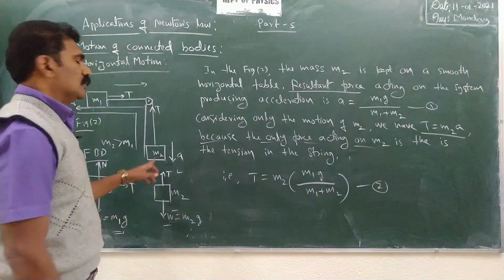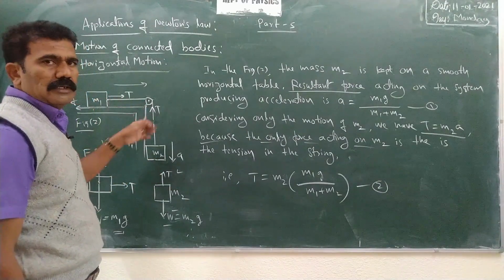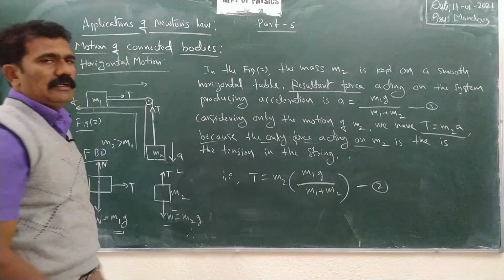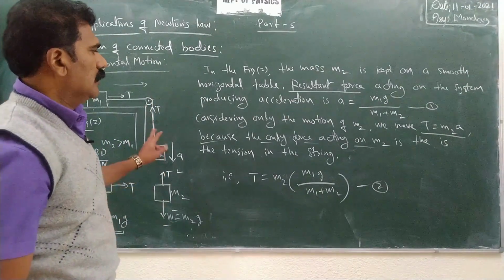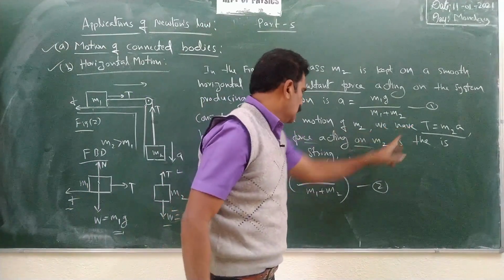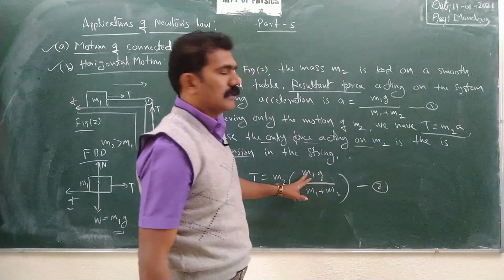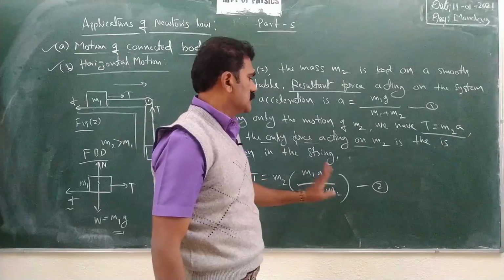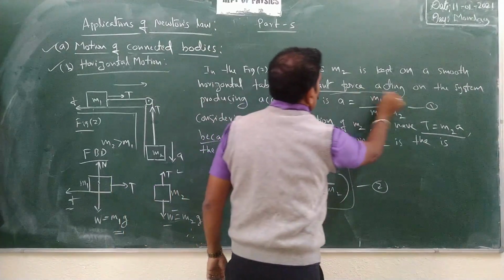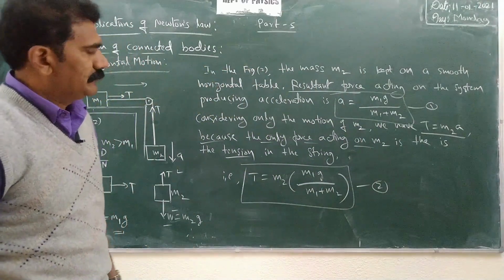What is the force acting on m2? That is only tension. If the tension is released, meaning if you cut this string, it will fall down freely. Otherwise it is opposed by tension. That is the only force acting on m2. Then calculate the tension: T is equal to m2 into A. From equation 1, substitute that A, m1g divided by m1 plus m2. That gives the equation for tension, and this is the equation for acceleration of the system. That's it.